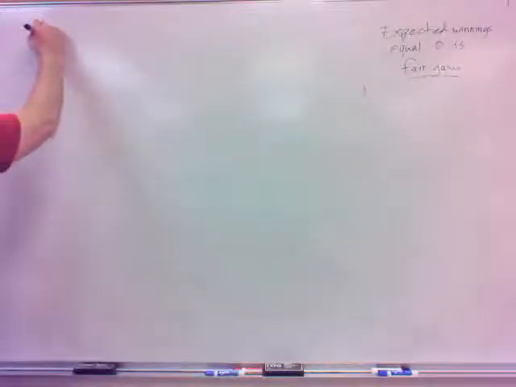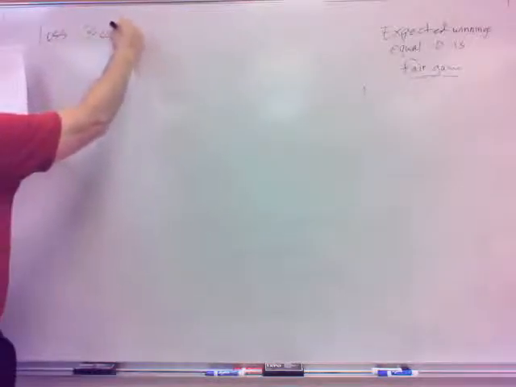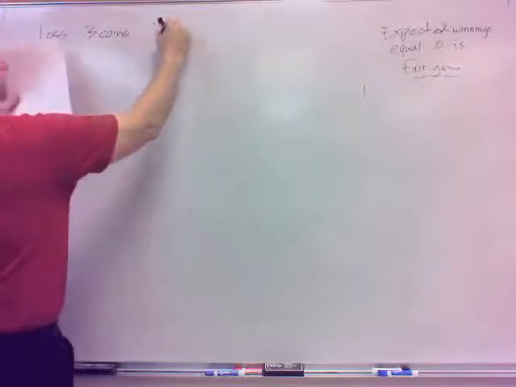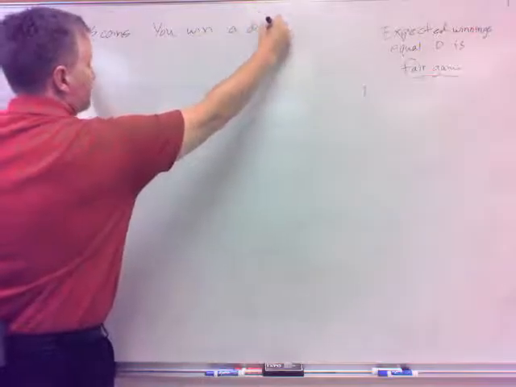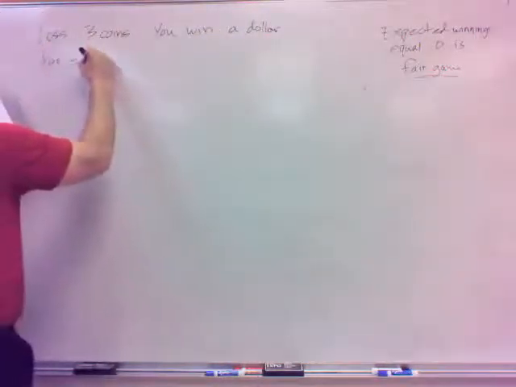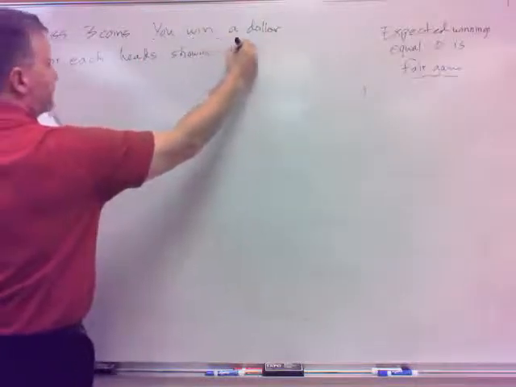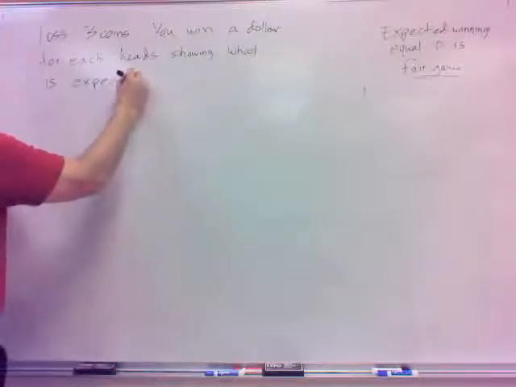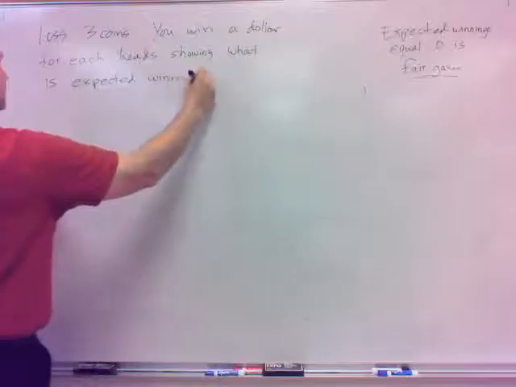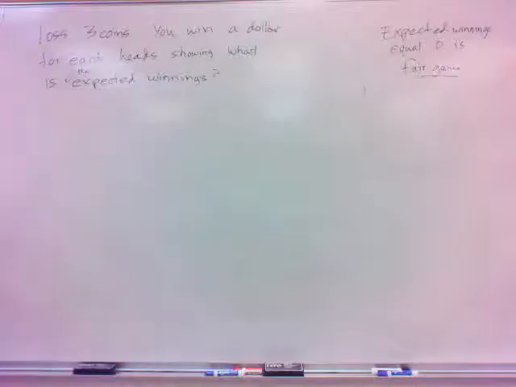All right, so this game is 3 coins. A game, toss 3 coins. All right, you win $1 for each head showing. Easy enough, right? What is the expected winnings there?